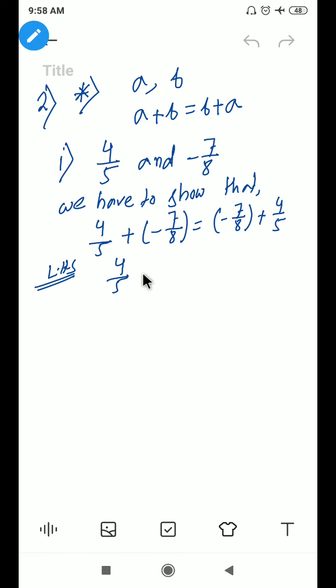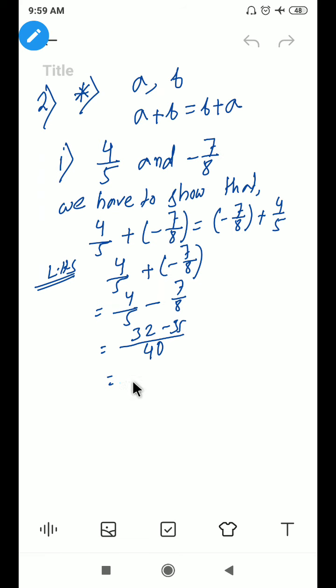So this will be 4 by 5 plus minus 7 by 8. So plus minus, it will be minus. So the LCM of 5 and 8 is 40. And 4 eights are 32, minus 7 fives are 35. So in the numerator portion there will be minus 3 and in the denominator portion there will be 40. Now find out RHS.